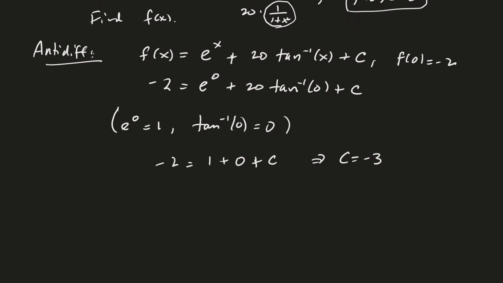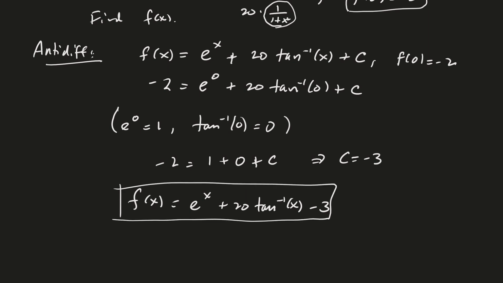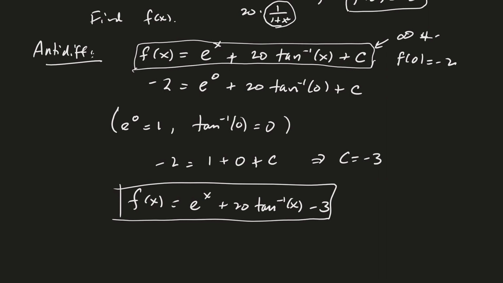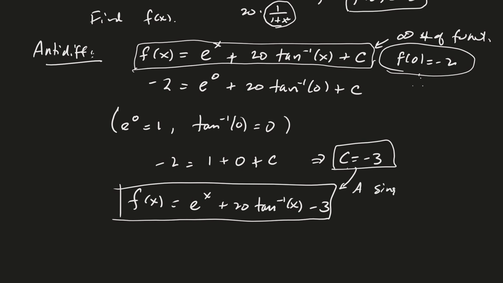Good. And so the original function then, we know, was e to the x plus 20 times the inverse tangent of x minus 3. Good. And so notice that when you take the general antiderivative, how many functions does this represent? That's an infinite number of functions, right? But when you solve for an initial condition, that solves for c, and so you only get a single solution, or a single answer, a single function, we can say.